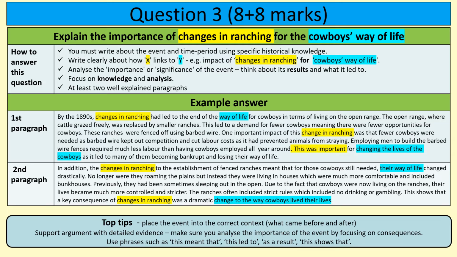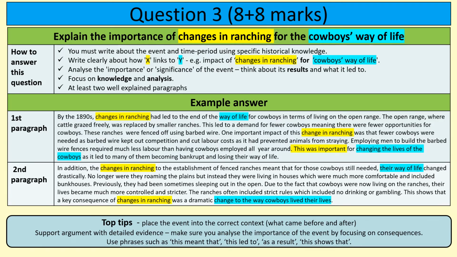Now, how to answer this question? You must write about the event and time period using specific historical knowledge. Now, you need to write clearly about how X links to Y. So in this question, you're always going to be given a particular event, and then you're asked to analyse its impact or its importance on something else. So we call this thinking about how X links to Y. In this case, the X is the changes in ranching, and the Y is the cowboys' way of life. And it's worth you identifying that when you are reading and decoding the exam question.